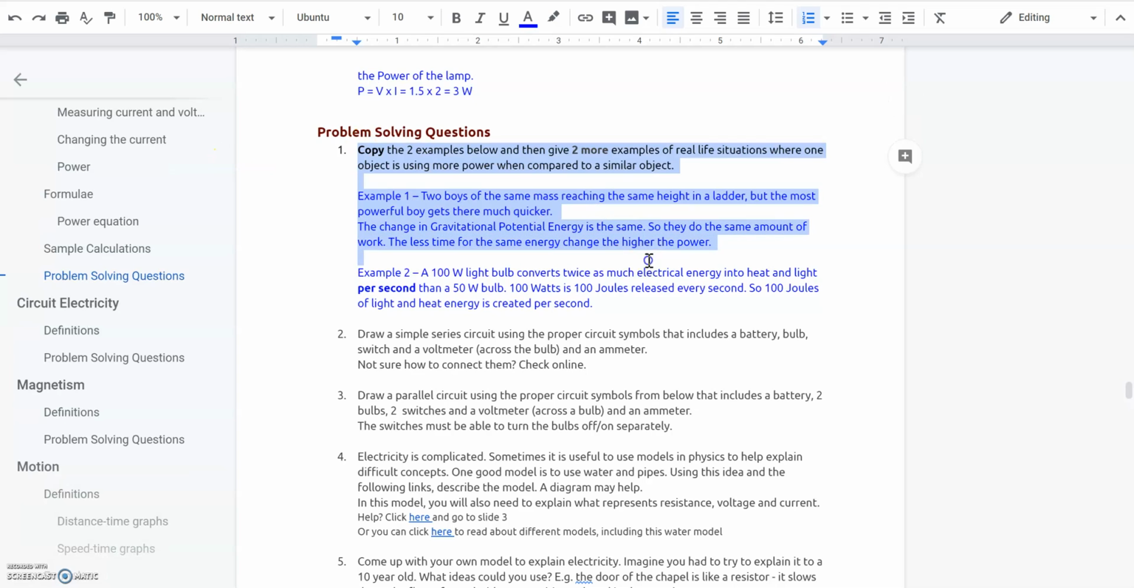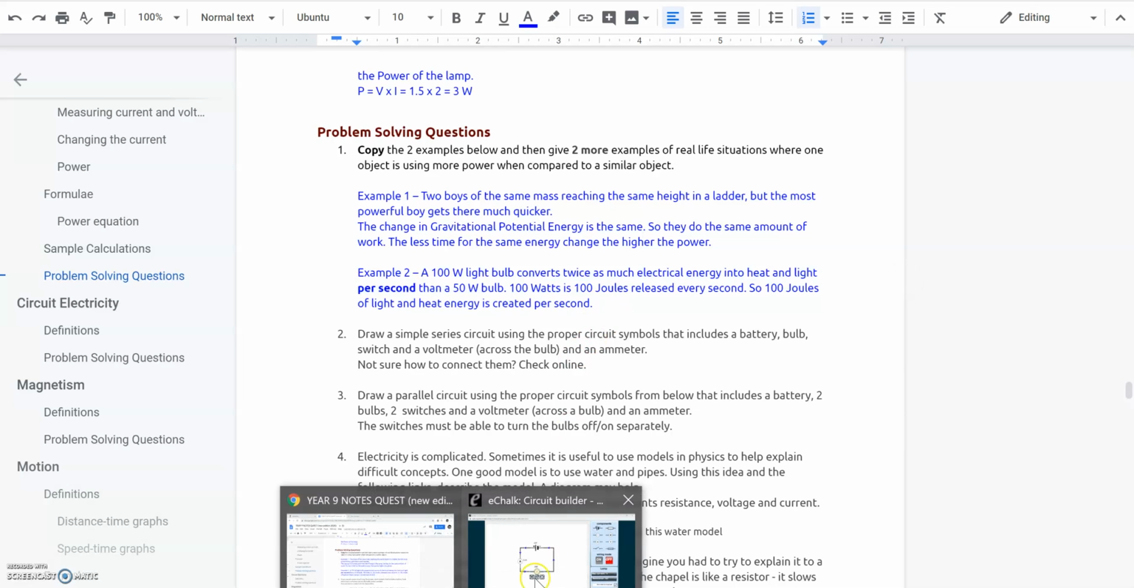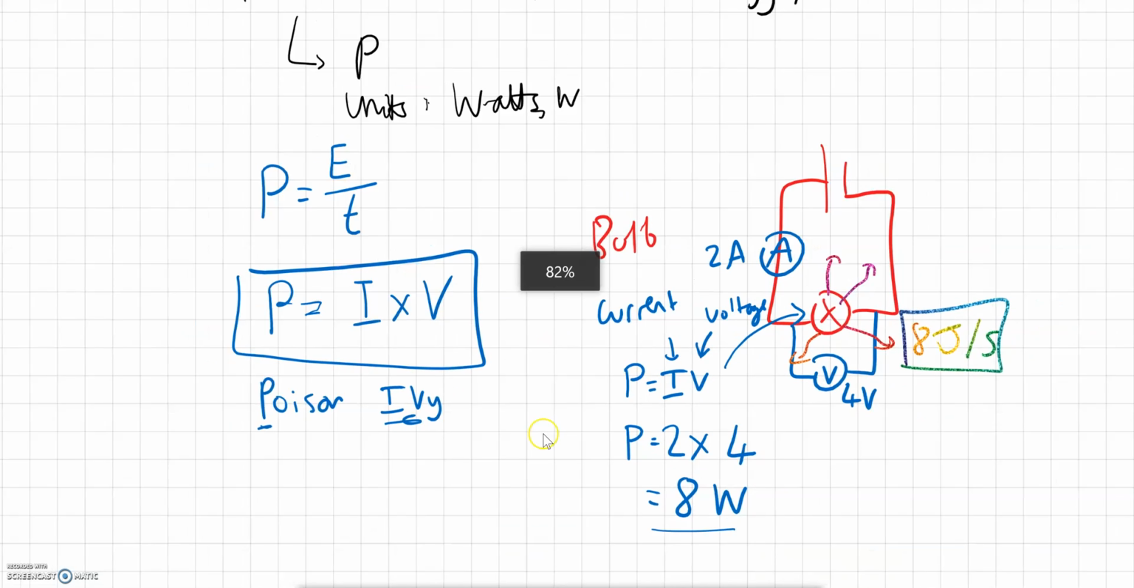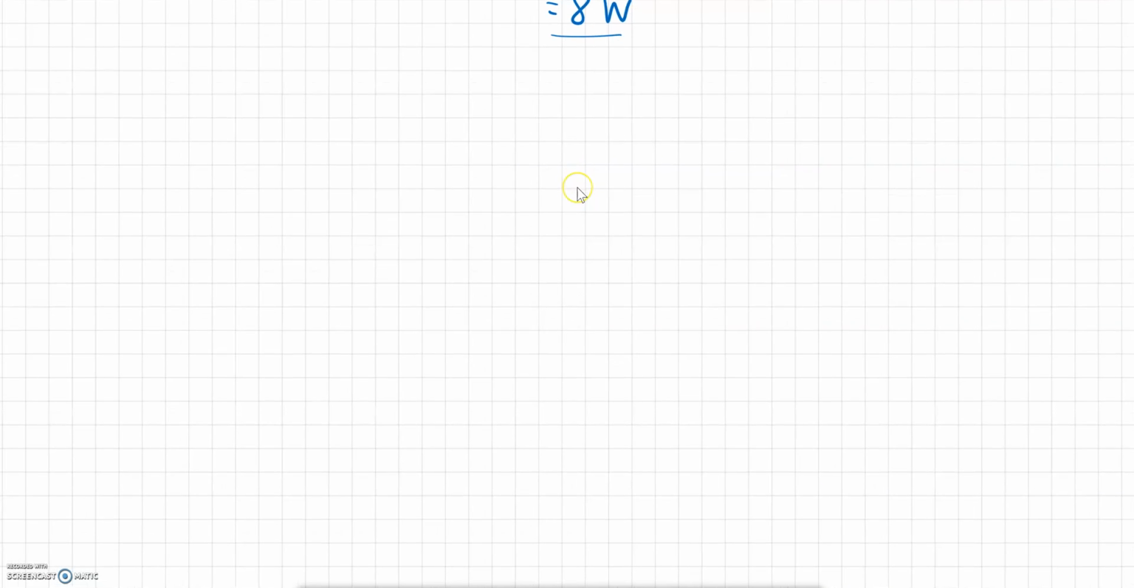The first 2 examples are here, and you can just copy those down, talking about how power is different. I want you to come up with 2 more examples of real-life situations where one object has more power compared to a similar object. So the light bulb here, maybe you can think of another device, maybe a kettle or something, and just remember that the power is related by that equation P equals IV. So think of some other example, a kettle maybe.